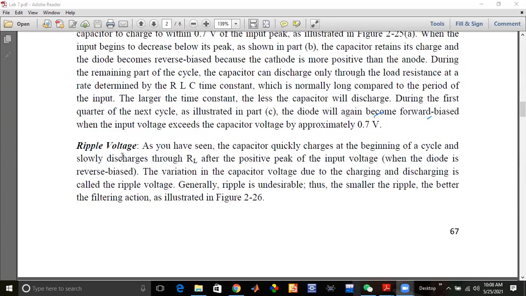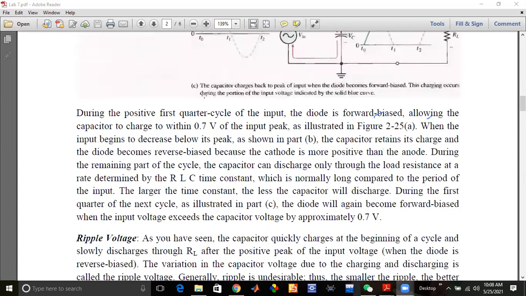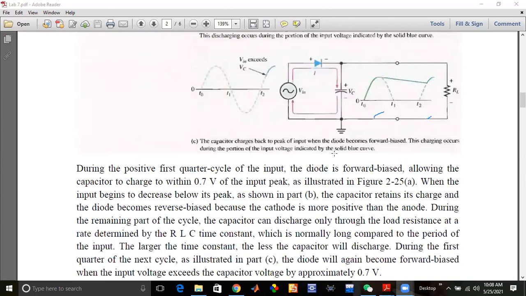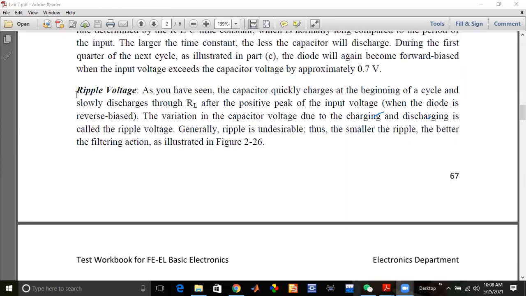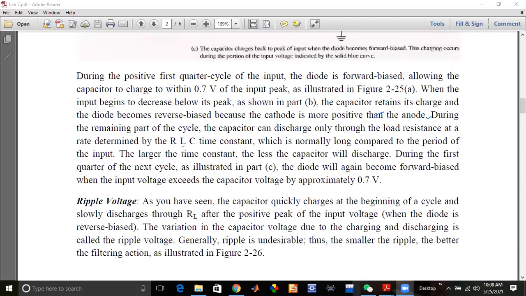So what is the ripple voltage? You can read this portion and I have explained here. What is meant by ripple voltage? As you have seen, the capacitor quickly charges at the beginning of the cycle and slowly discharges through RL after the positive peak of the input voltage. When the diode is reverse biased, the variation in the capacitor voltage due to charging and discharging is called ripple voltage.